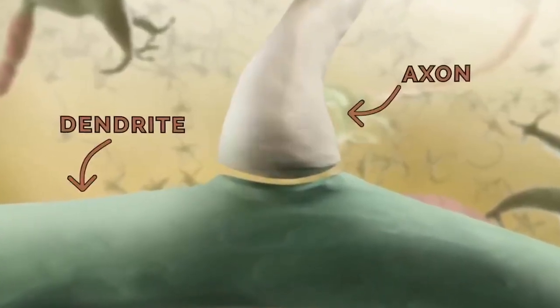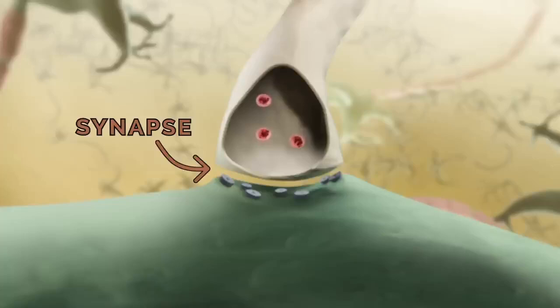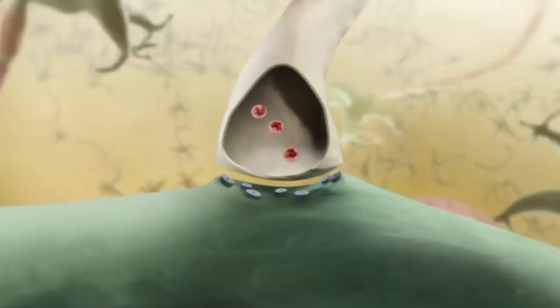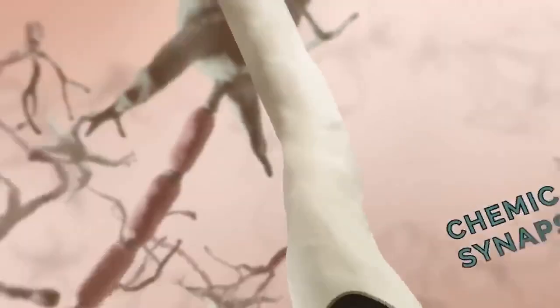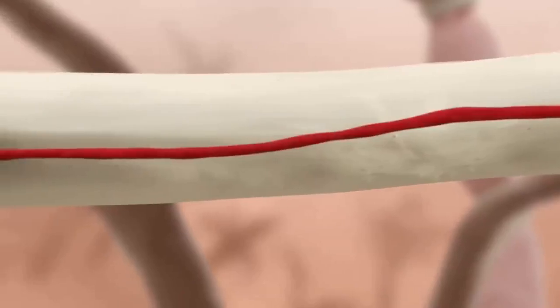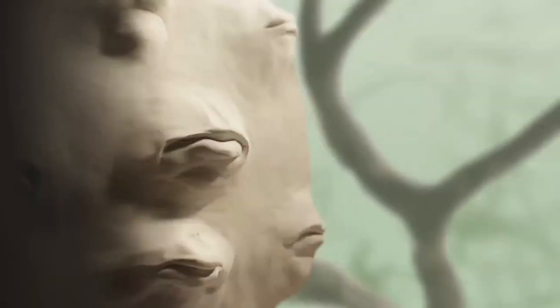Actually happens at the boundary between two neurons, between the axon of one neuron and the dendrite of another. This interface is called a synapse. Most neurons are connected together by a much more complicated structure called a chemical synapse. In a chemical synapse, rather than simply passing along an electrical signal from one cell to another, the action potential travels to the end of the axon and causes a chemical to be released into a very small space between the two neurons called the synaptic cleft.